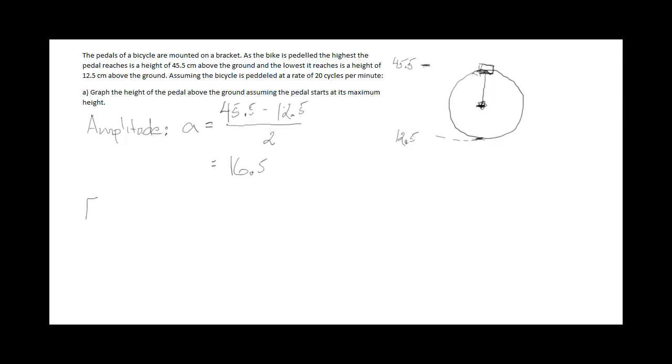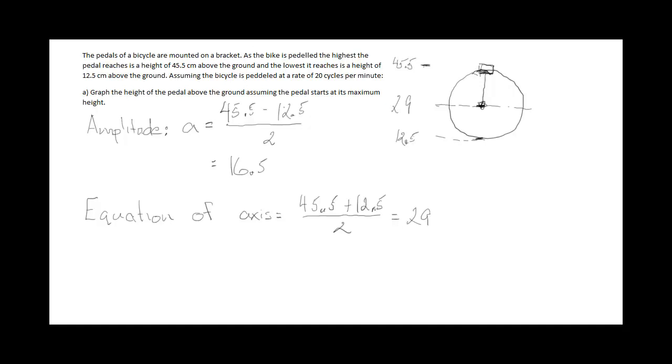We also want the equation of the axes. The equation of the axes is going to be whatever the middle height is. In this case, the way to get that if you have the max and min is to add them up and divide by 2, which in this case would be 29. So that's the middle number, the average of the two.